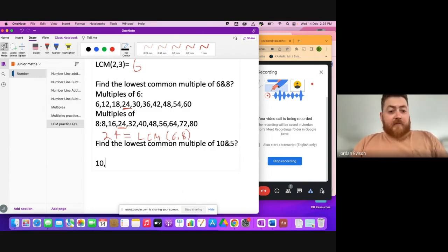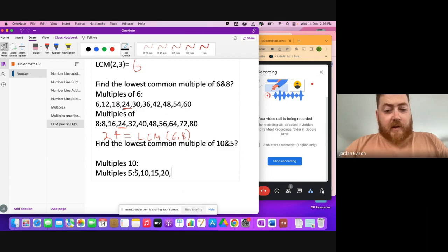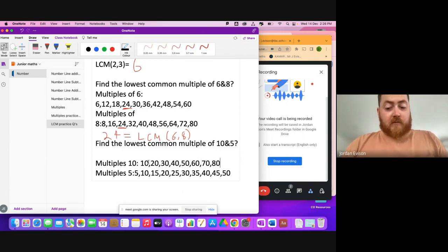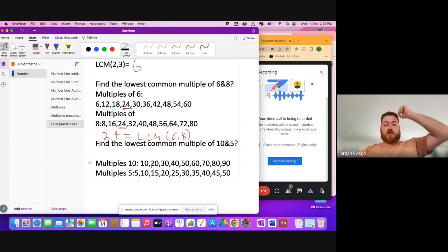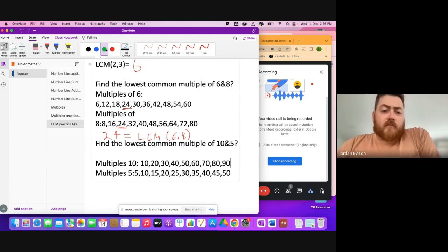I'm looking for the multiples of 10, but I'm also looking for the multiples of 5. All right, so multiples of 5: 5, 10, 15, 20, 25, 30, 35, 40, 45, 50. And the multiples of 10 are just the 10 times tables. Okay, not too bad.